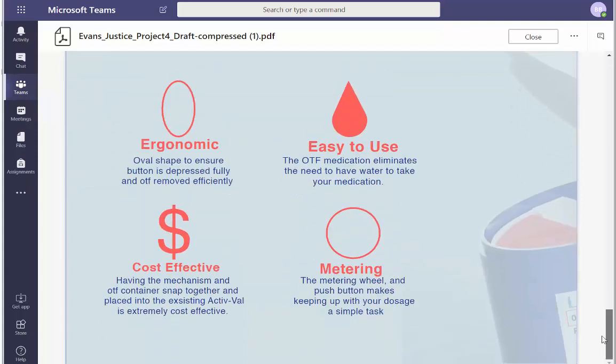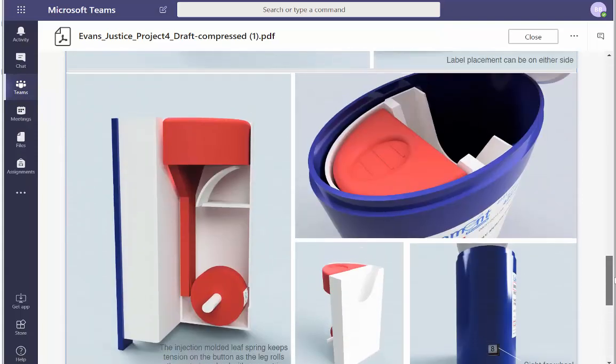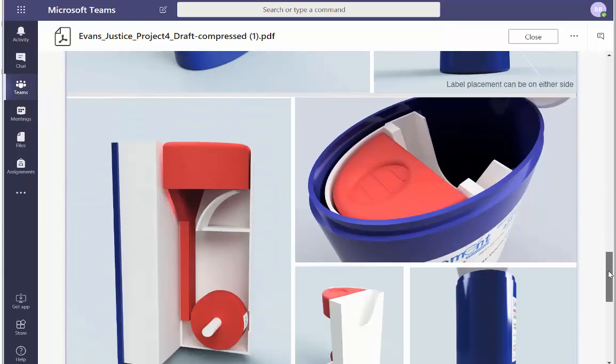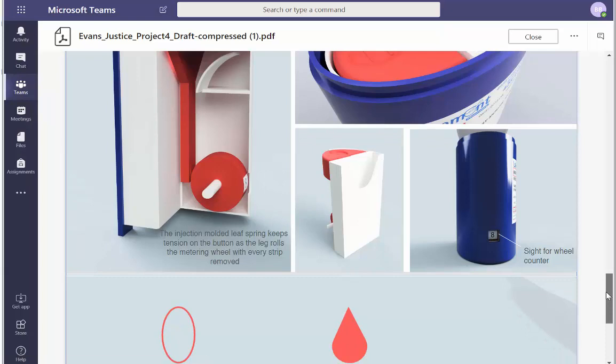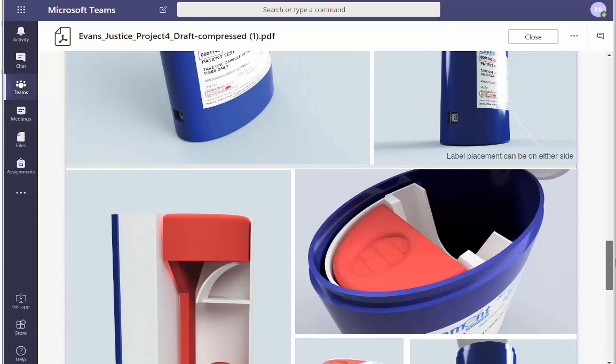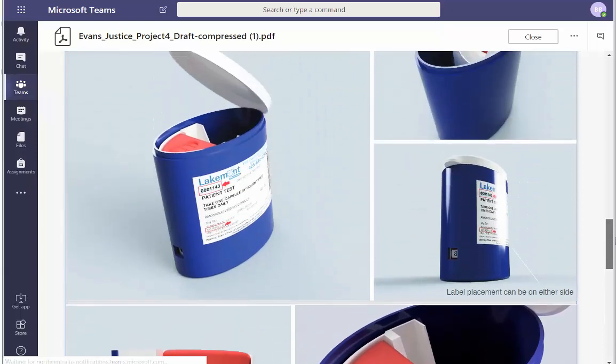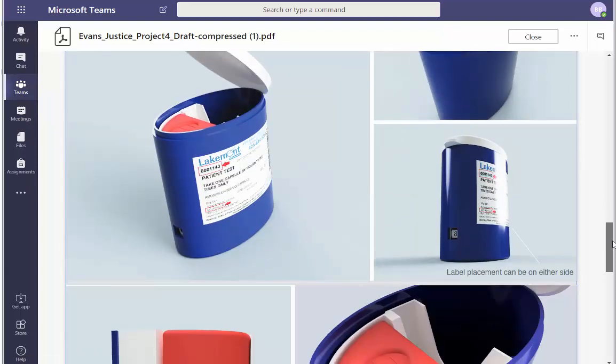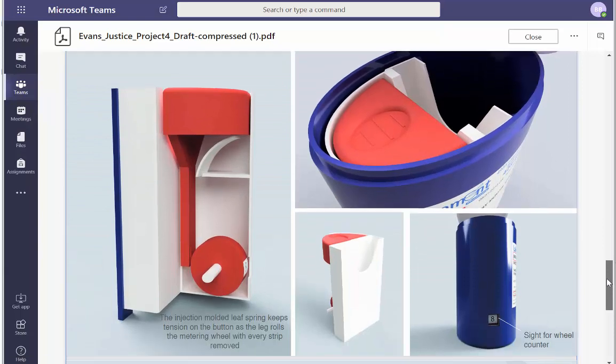Alright, you tell me it's a pressable button, but you don't show me how it's a pressable button. Sequence of use would be really good here. So you pop that open, press button. You have a counter. I think talking about the counter is going to be important. That's good. The label can be placed on either side.